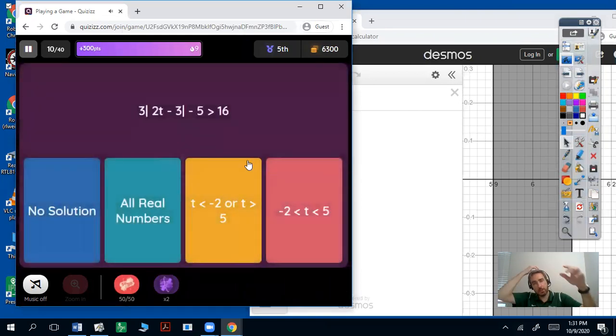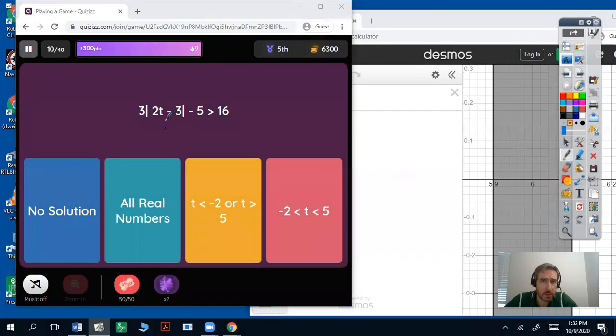And question 10, last question on this one, and then we'll do the other 3 in separate videos. All right, this is an absolute value inequality. We want to isolate the absolute value, so we're going to add the 5 onto both sides. That's going to be 21. Then we're going to divide by 3. That's going to give you 7.